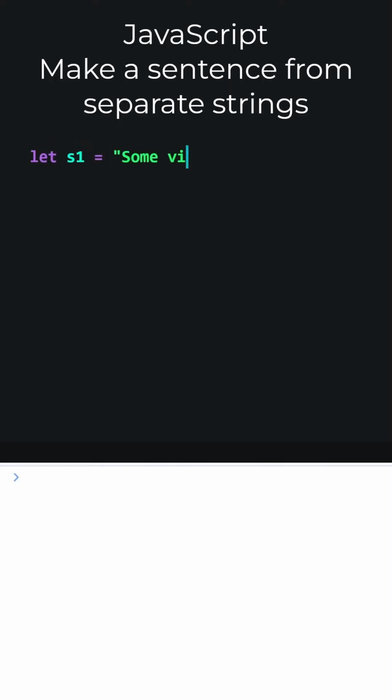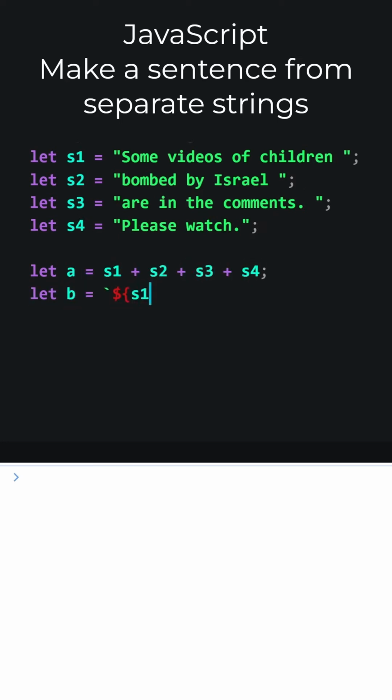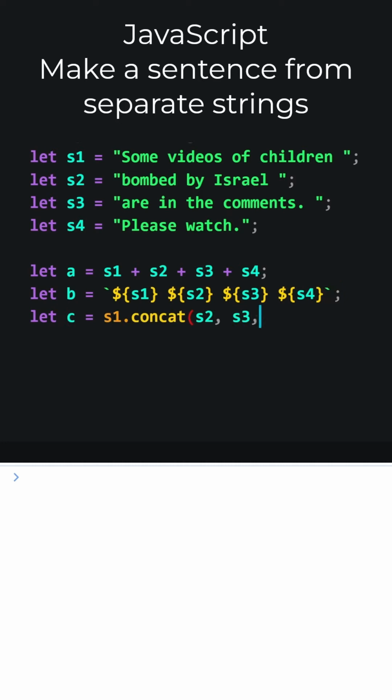JavaScript. Make a sentence from separate strings. Let's add four separate strings. We can use string concatenation using the plus sign. We can use template literals, or alternatively referred to as string interpolation. Or we can use string concatenation with concat method.